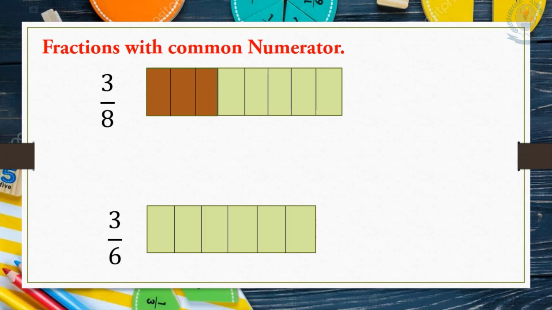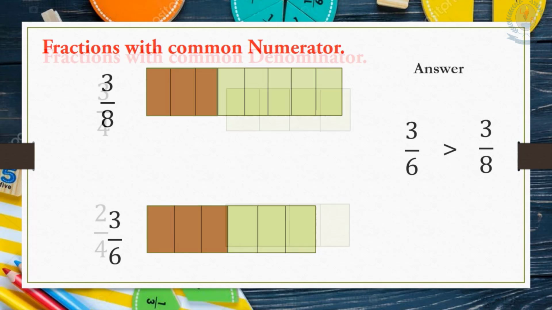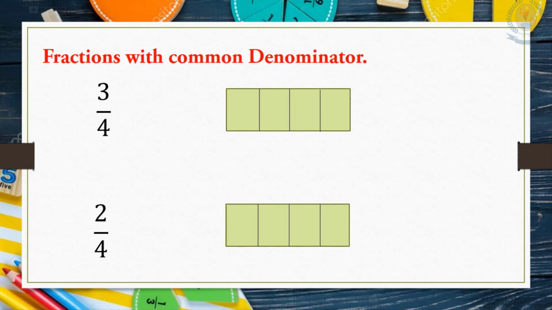Let's learn about fractions with a common numerator. 3/8 and 3/6 have the same numerator. That means the same number of shaded parts. We call it a common numerator. In the diagram, we can see which is greater, 3/8 or 3/6. Then what is the answer? 3/6 is greater than 3/8.